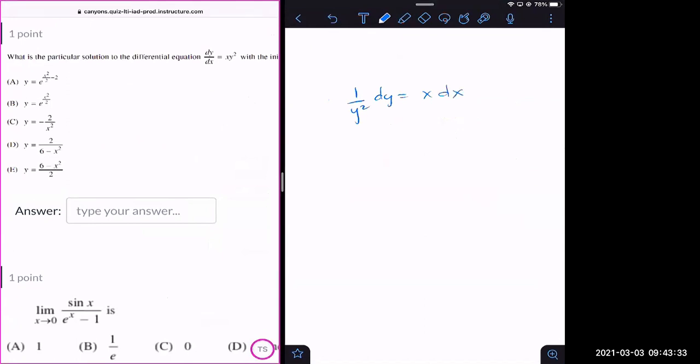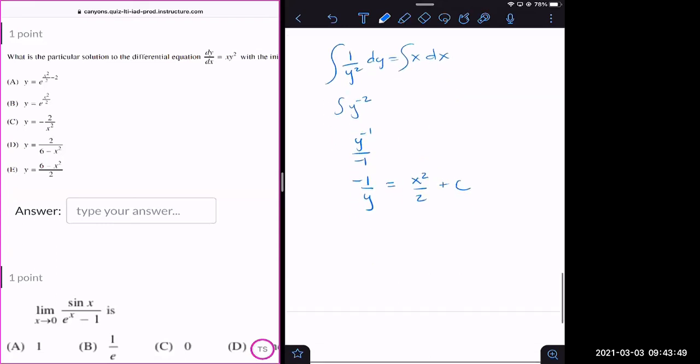Yeah. We integrate, remembering that this is y to the -2. So we add 1, divide by the new power. So that side is -1/y. The antiderivative of x is x squared over 2, and then there's the plus c. We all right to there?